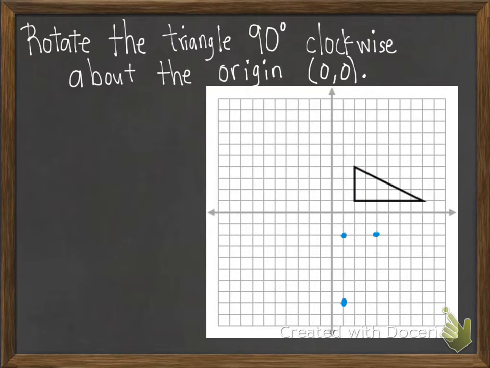Once we've got all of the corners or vertices for that shape redrawn, we're going to connect those dots, and we have our shape rotated 90 degrees clockwise around the origin or center of the graph.